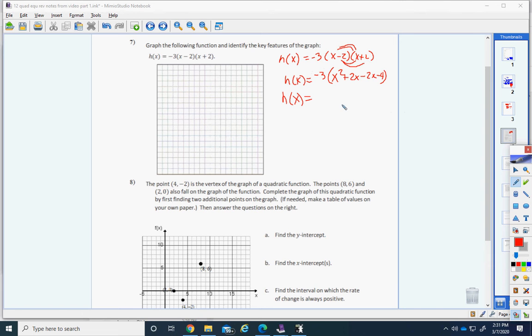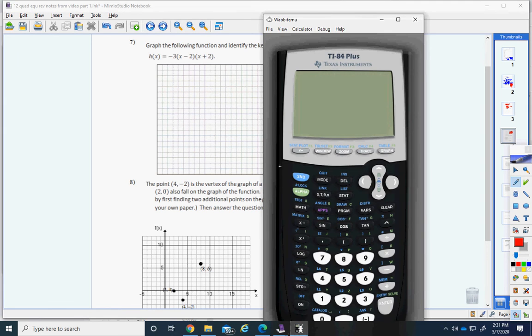So I had said that we can enter this into our calculator as is, or we can multiply it through, and I started doing that. So now I have -3 times (x squared minus 4), and when I distribute the -3 through, I get -3x squared plus 12. Really, both of these things are mathematically equivalent. We could take a look at it on our calculator.